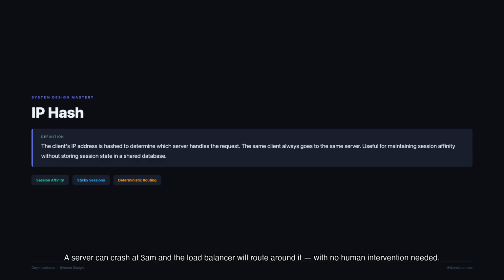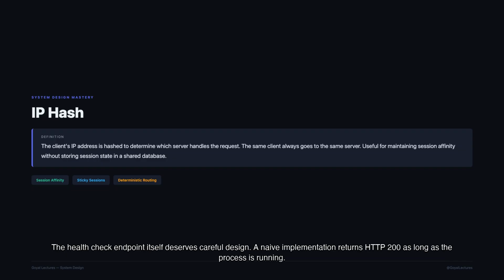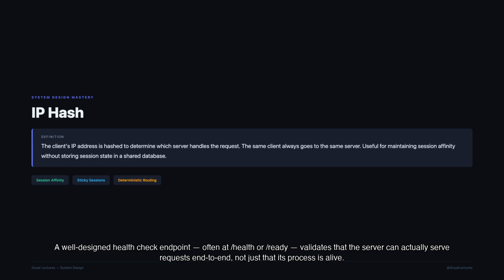The health check endpoint itself deserves careful design. A naive implementation returns HTTP 200 as long as the process is running. But what if the application server is alive, but its database connection pool is exhausted, or its upstream dependencies are timing out? A well-designed health check endpoint, often at /health or /ready, validates that the server can actually serve requests end-to-end, not just that its process is alive.